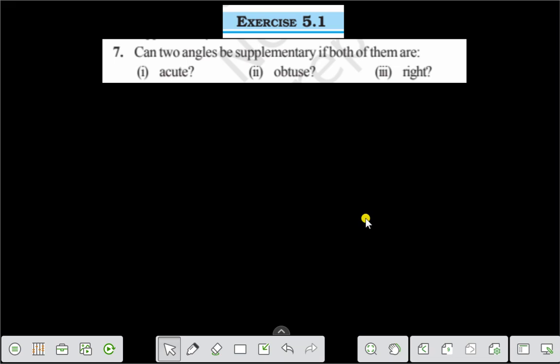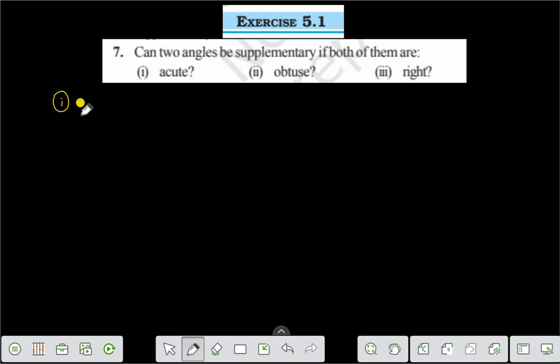Can two angles be supplementary if both of them are acute? Suppose both the angles are acute. Acute means less than 90 degrees, say 89 degrees. If both angles are acute, they cannot be supplementary, because the sum should be 180 degrees, but the sum will be less than 180 degrees.